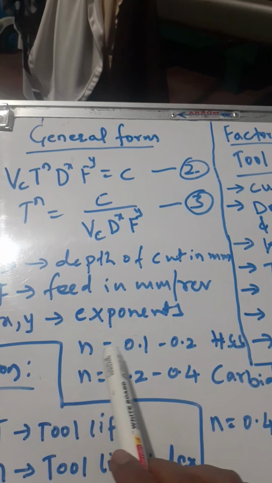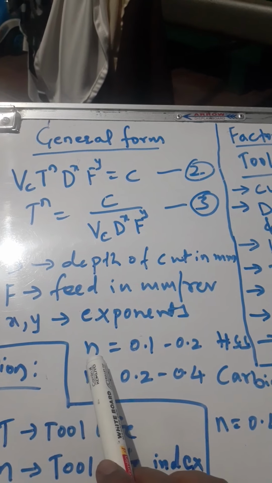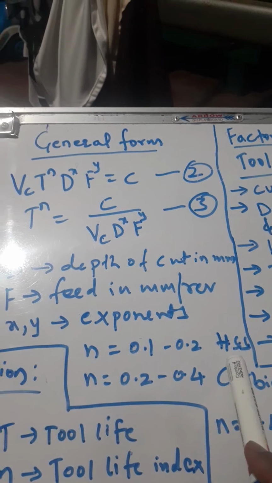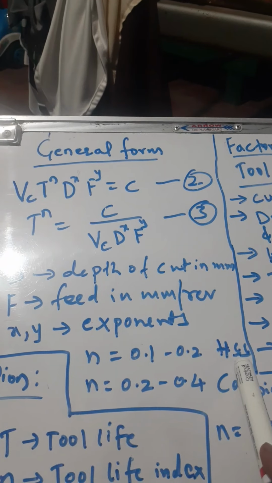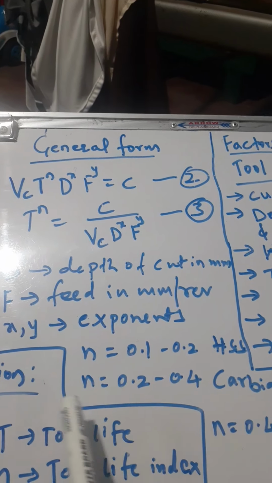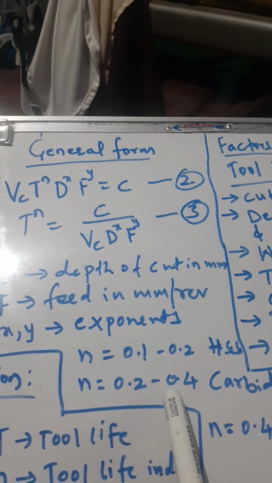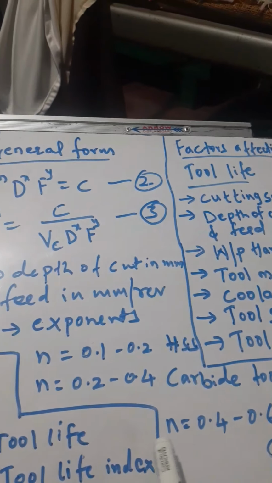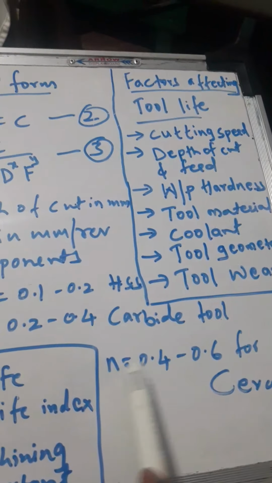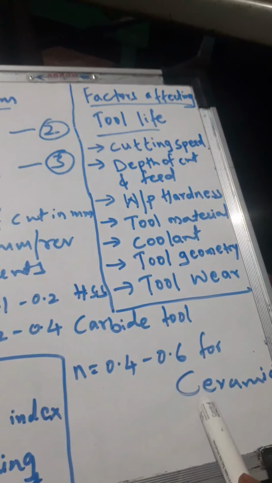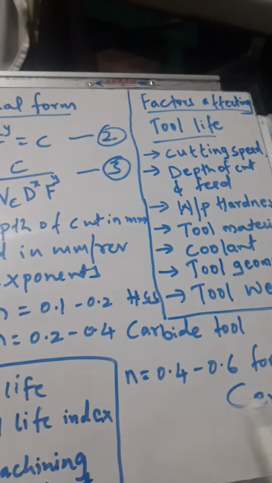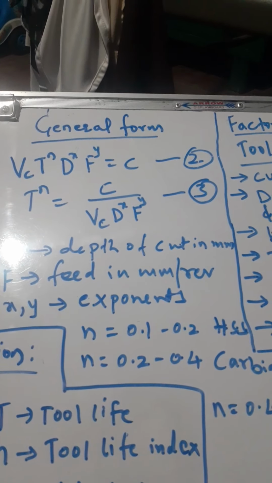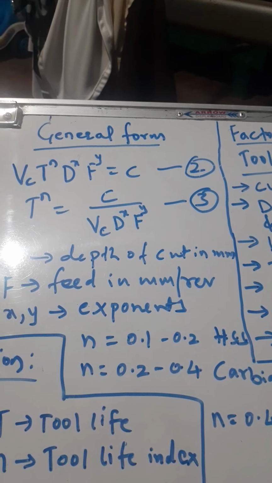Now the value of n, the exponent for tool life, may vary from 0.1 to 0.2 if you are using a high speed steel cutting tool, if your tool is made up of HSS. The value of n will vary from 0.2 to 0.4 if you are using a carbide tip tool for your machining operation, and from 0.4 to 0.6 if you are using a ceramic type of tool. So this is the modified Taylor's tool life equation, with the help of which we can easily determine the life of the tool.